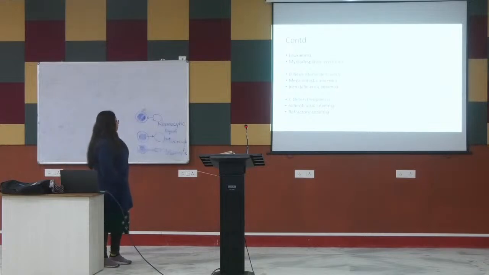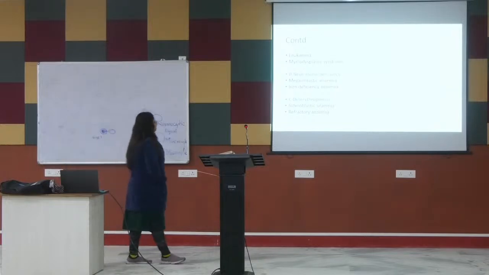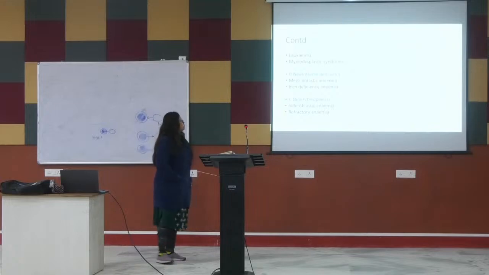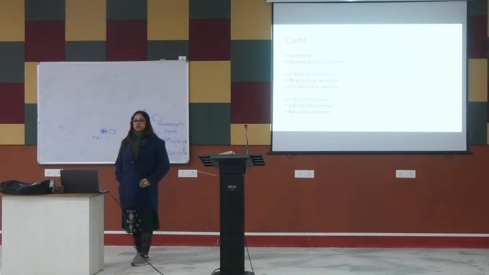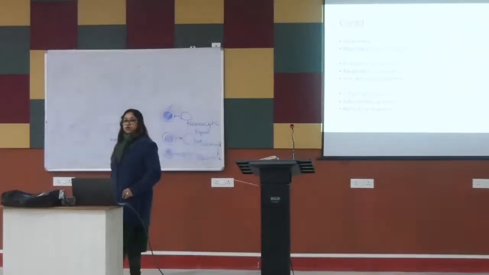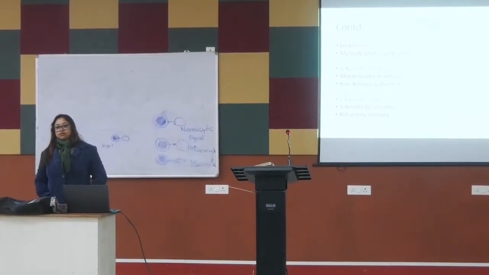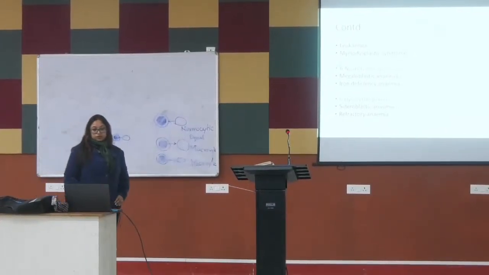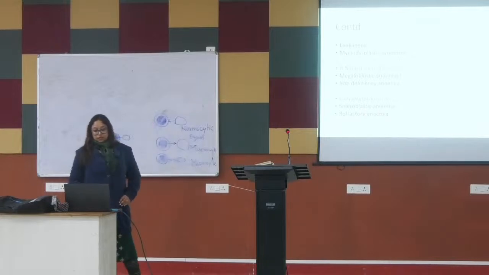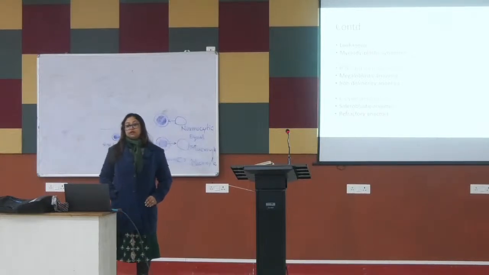Number C, that is dyserythropoiesis. What does it mean? Erythropoiesis is going on, but there is a defect, that is not a perfect production. There is some defect in erythropoiesis. Examples are sideroblastic anemia and refractory anemia.